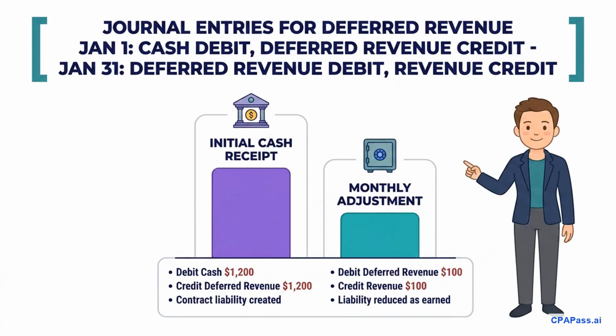And let's look at the journal entries, which are highly tested on the FAR section. On January 1st, when cash is received before the service is performed, we debit cash for $1,200 and credit deferred revenue, a contract liability, for $1,200.